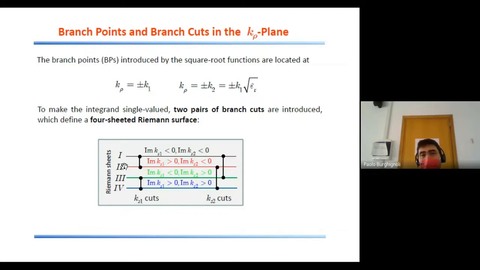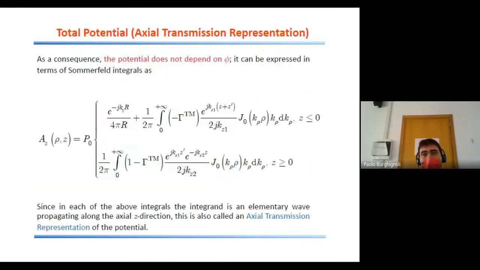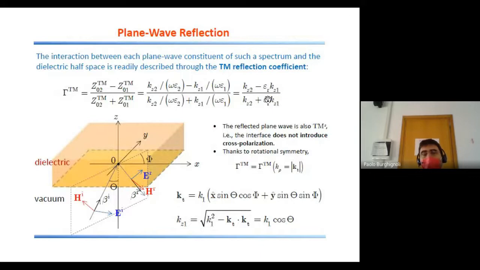On the other hand, those poles are absent in the second and third Riemann sheets, because on those sheets the dispersion equation is not satisfied, because you would not match the signs of the left and of the right-hand sides. However, note that the reflection coefficient has this structure in which the sign occurring in the denominator is the opposite of the sign occurring in the numerator.